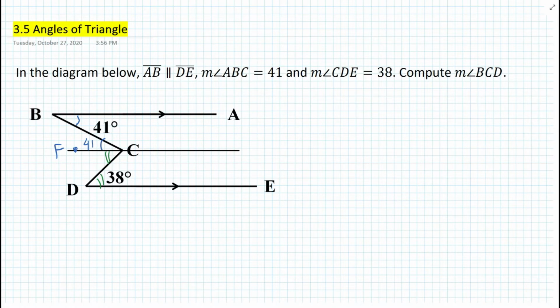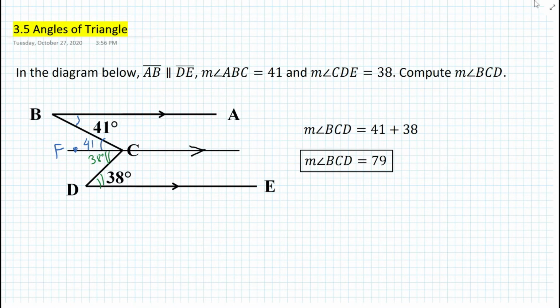Similarly, we have angle CDE, which is 38. So therefore, angle FCD is also 38 degrees. And again, because if two parallel lines are cut by a transversal, which is transversal CD in this case, then alternate interior angles are congruent. And notice again that this is a parallel line. It's parallel to segment AB and ED respectively. So this means that the measure of angle BCD is just the sum of 41 and 38. So therefore, the measure of angle BCD is just 79.